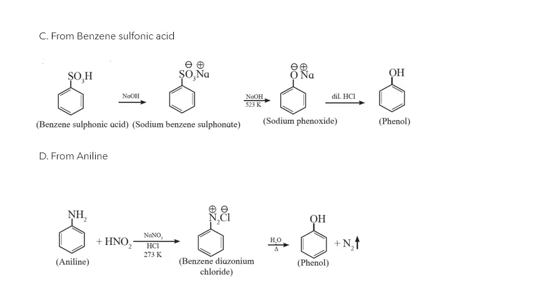Third method, preparation of phenol from benzene sulfonic acid, C6H5SO3H. Benzene sulfonic acid on neutralization by NaOH gives sodium benzene sulfonate, which on fusion with solid NaOH at 573 Kelvin gives sodium phenoxide, followed by the reaction with dilute acid gives phenol. Fourth preparation method is from aniline. Aniline is treated with nitrous acid at low temperature to obtain benzene diazonium chloride, which on hydrolysis gives phenol.